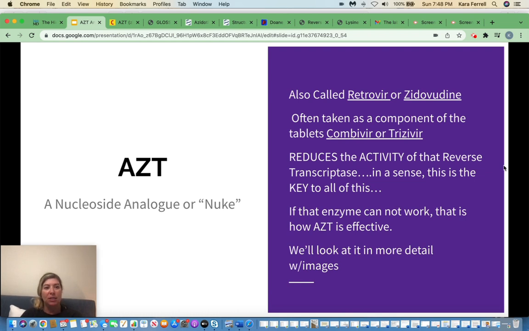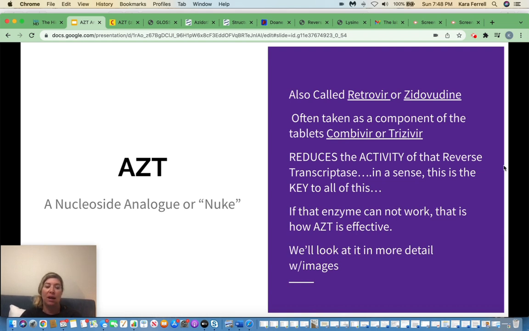So AZT is known as a nucleoside analog, or a nuke for short. It has a couple of names. They've called it Retrovir or zidovudine. It can also be taken as a component of the tablets Combivir or Trizivir. And what it does is it reduces the activity of the reverse transcriptase.